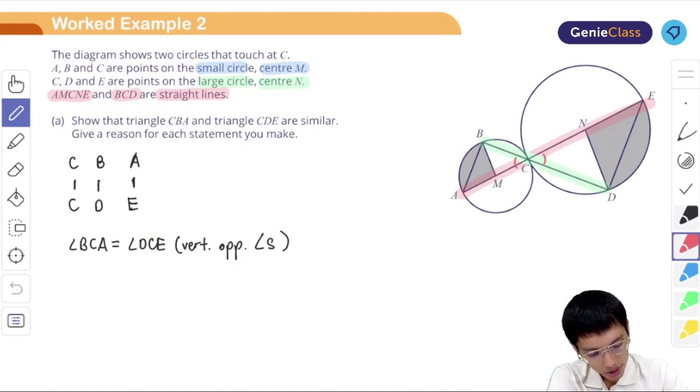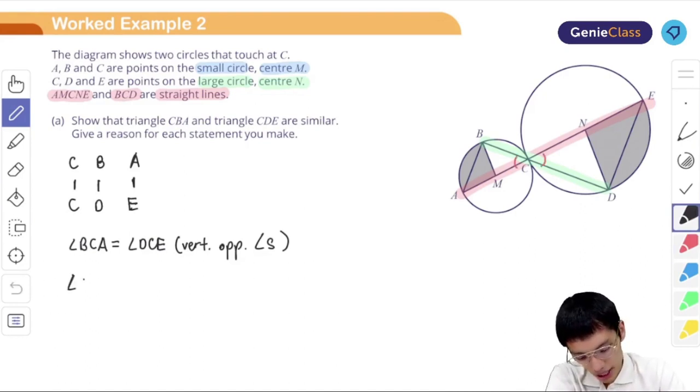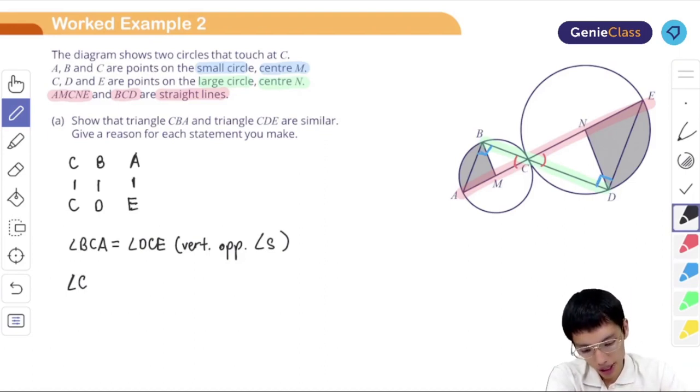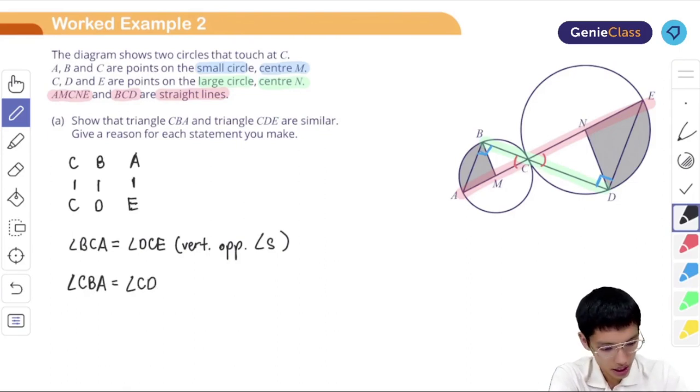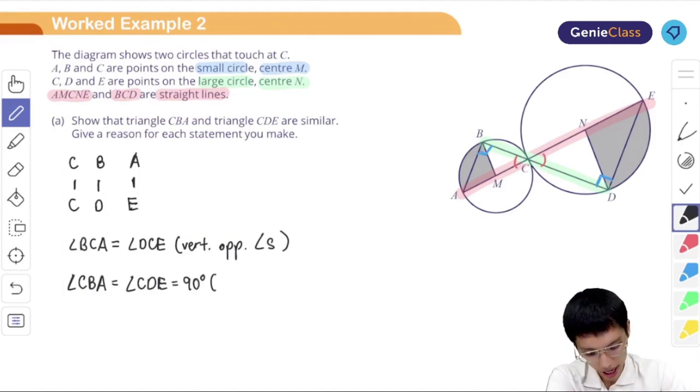In fact, Denise has provided me the answer, so I'll just follow up from there. The next angle is actually this angle over here. And this angle, I can assume it to be 90 degrees, because if you refer to the properties that we recapped last week, if I recall, angle CBA is equal to angle CDE, because both are 90 degrees, being angles in a semicircle.